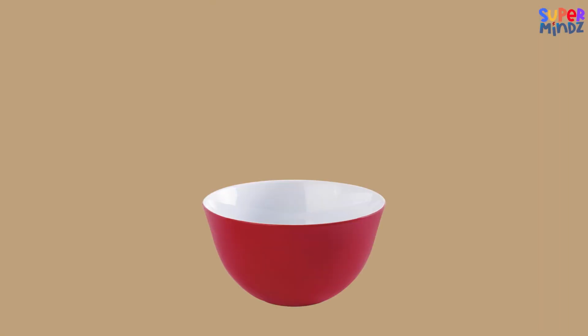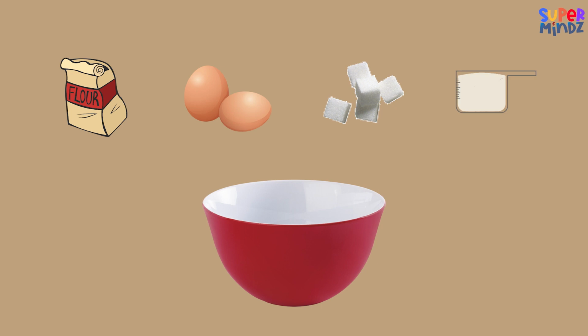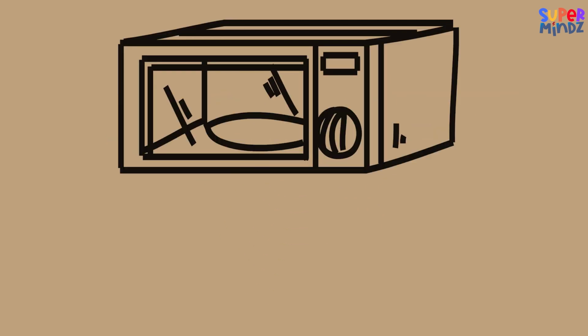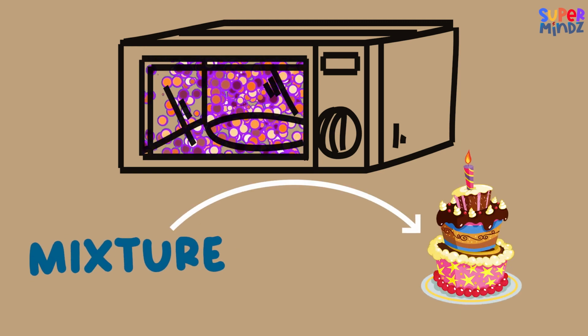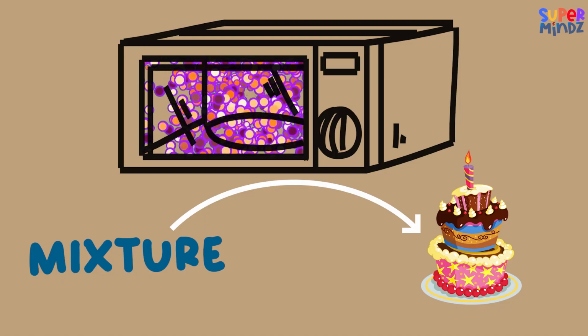Example 2. When you mix ingredients like flour, eggs, sugar, and baking powder together and bake them in the oven, a chemical reaction occurs. The mixture transforms into a cake, which has entirely different properties than its individual ingredients.